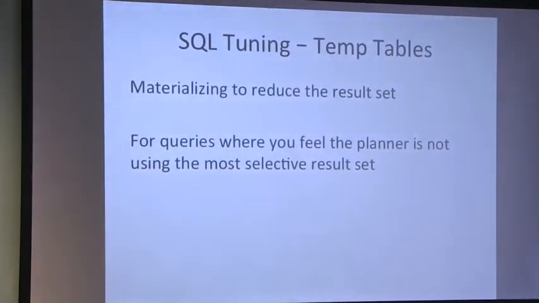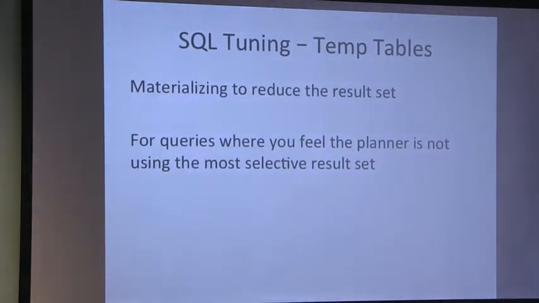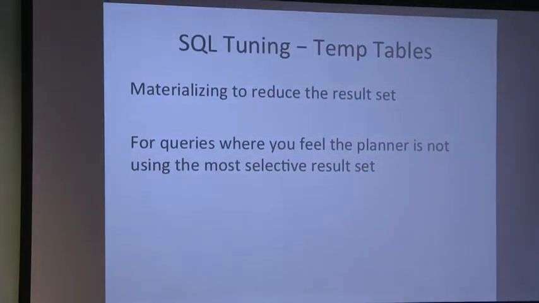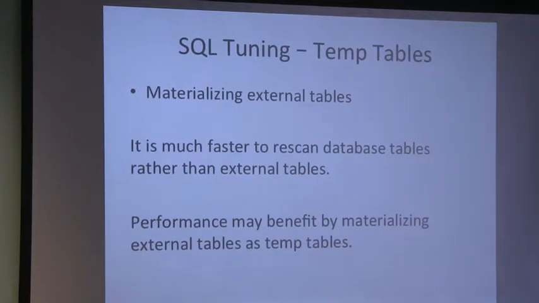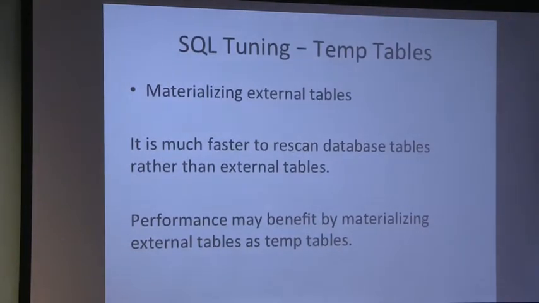So I also mentioned materializing to reduce the result set. You can do that for a complex query where you don't think the planner is selecting the most selective result set out of the box. Finally, there is materializing external tables, right? External tables are not reading from database files. They're reading an external source like a flat file or something. And if you're running complex queries against external tables as part of your ETL process, you can often see an increase in performance by materializing those external tables as temp tables and then doing your transforms or your joins against them.